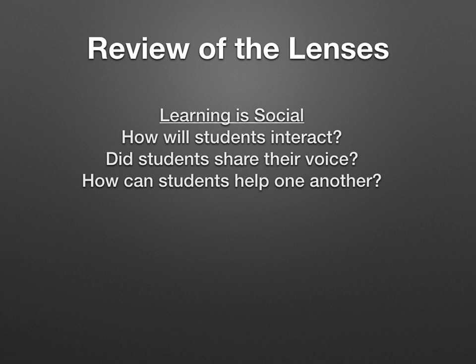Did they share their voice? Who got to speak? Did you call on kids? And was there a time or a place where they could help one another, where they could assist? So, anywhere where you see a sign of the social lens, put an S with a little circle around it next to that. Wherever in your mini lesson you can find a connection to the social lens, just put an S and a circle around that.